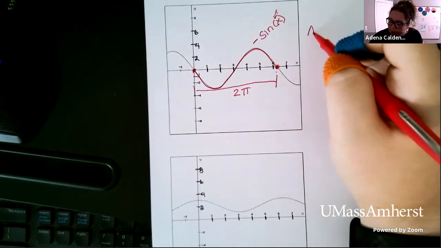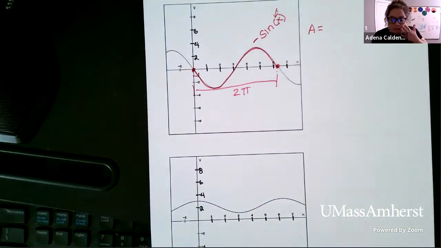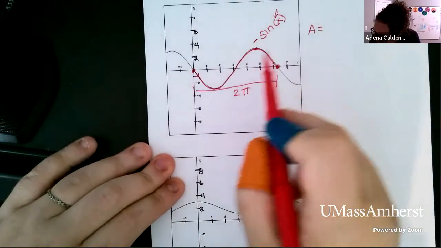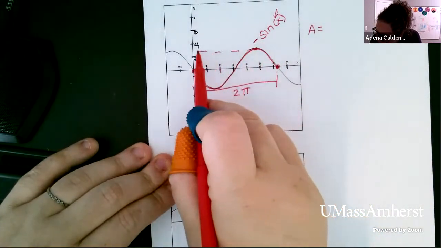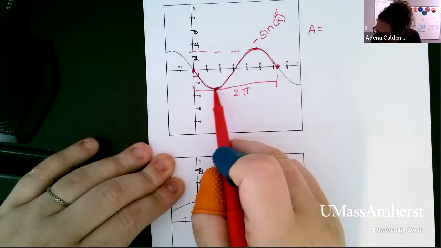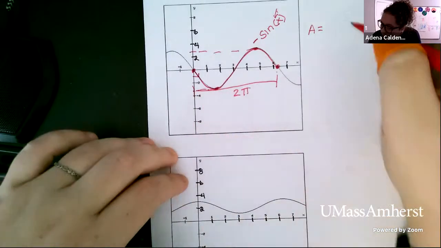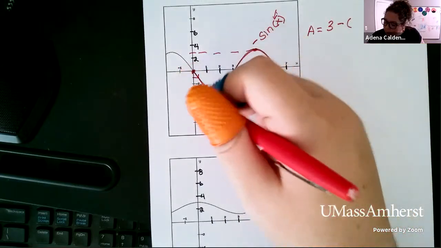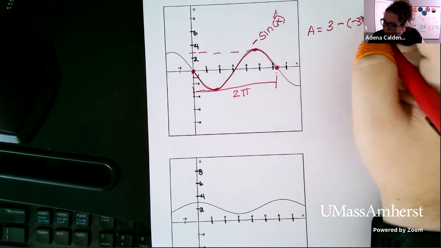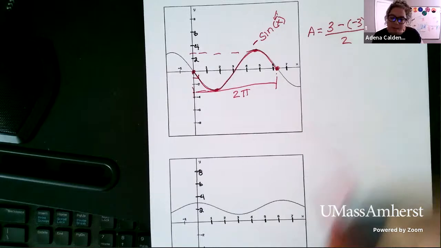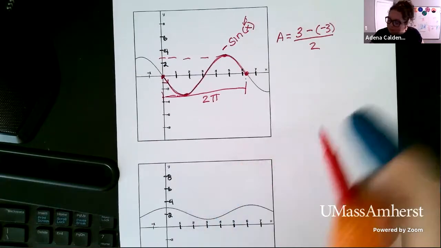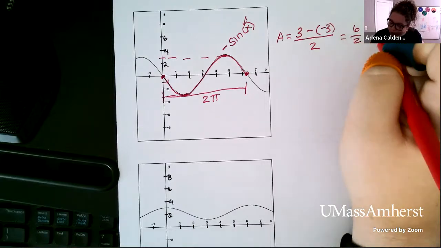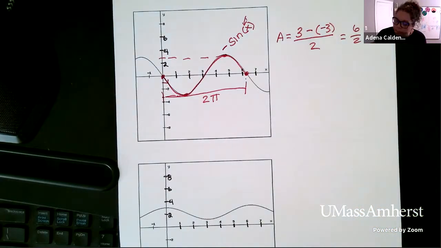Okay, so let's talk about the amplitude. So the amplitude, remember, I'm going to find the max value. I'm going to find the min value. So my max here is 3. My min is -3, divided by 2. I'm going to be really careful with my negatives. So I have 6 over 2, which is 3.